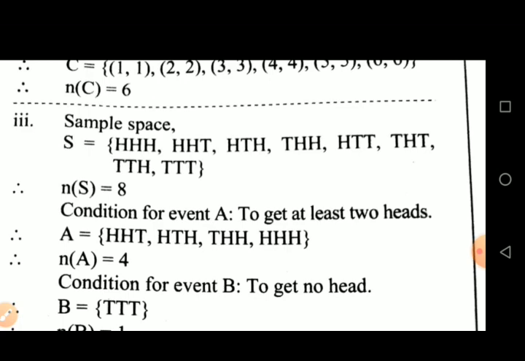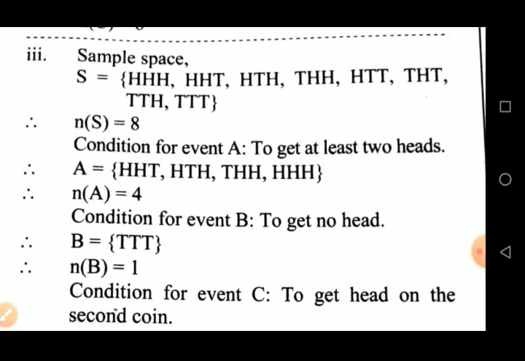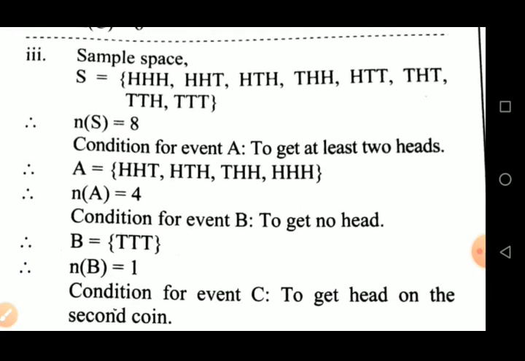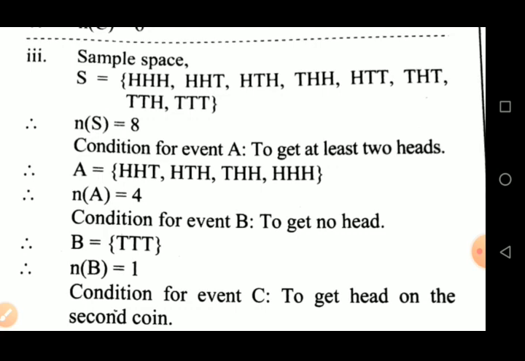Condition for event B: to get no head. There is only one sample point in the sample space in which there is no head, and that is TTT. B is equal to, in curly bracket write down TTT, close the curly bracket, number of B is equal to 1. Condition for event C: to get head on the second coin.